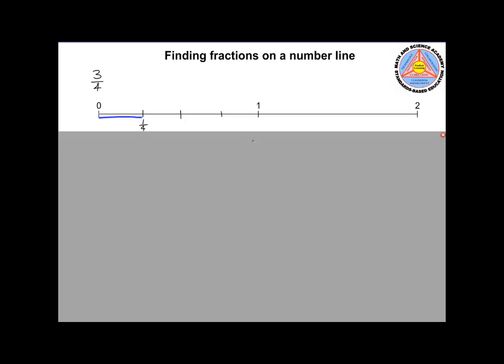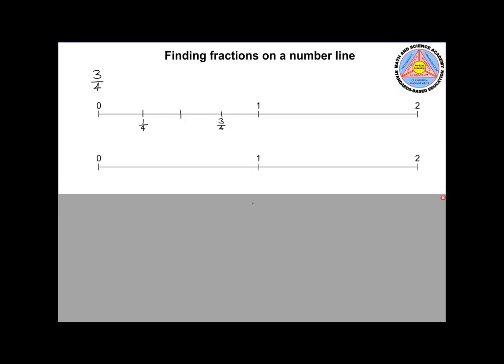and then we move 3 times that length from 0 to the right, and we arrive at the location that represents 3/4. Again, we have the location 3/4 here on the number line, and we also have the length 3/4, which is the length of the segment from 0 to 3/4.